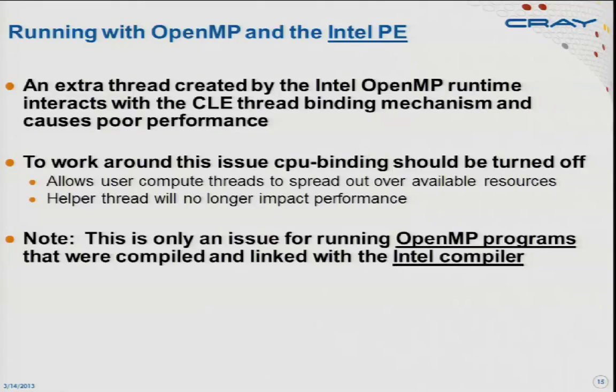Okay. Running OpenMP and the Intel PE. Intel hit on this a little bit. I'm gonna pick on Intel a little bit here, because really, in my view, there's a problem with the way Intel implements OpenMP. And while they don't really come out and say it, what actually happens is the Intel OpenMP implementation, the first time you hit an OpenMP region, it creates a helper thread. It says, here's a helper thread.